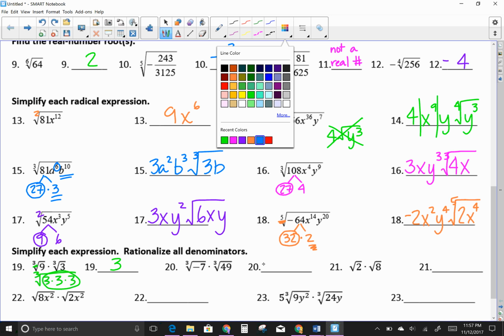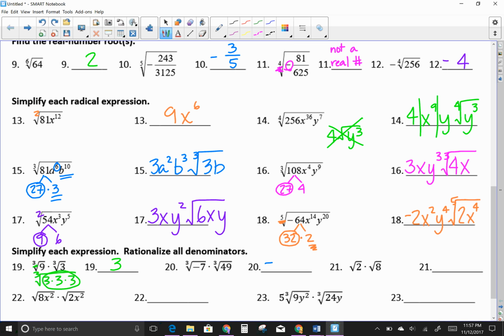Okay? Negative. Again, we've talked about that. Negative with the odd means you're going to have a negative in your answer. Okay? Again, cube root, 7. And then 49 is 7 times 7. I have 3 of them. So it's going to be negative 7. All right.